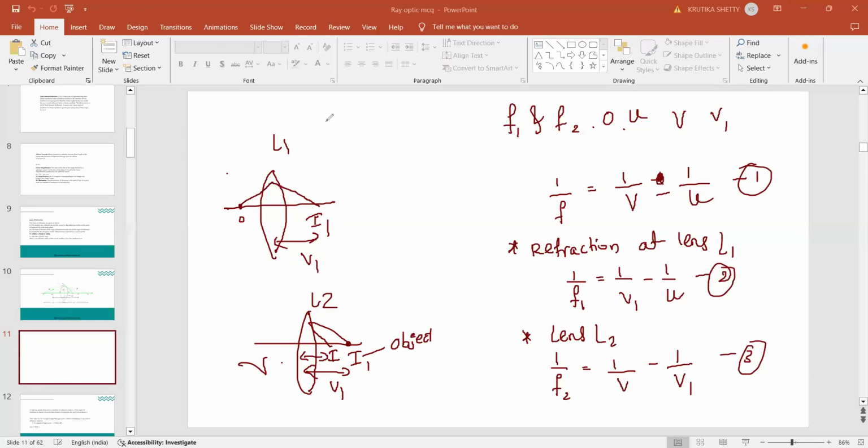If any doubt is there with respect to equations 2 and 3, please ask. Equation 1 is the lens formula, so 2 and 3 we are writing based on equation 1.